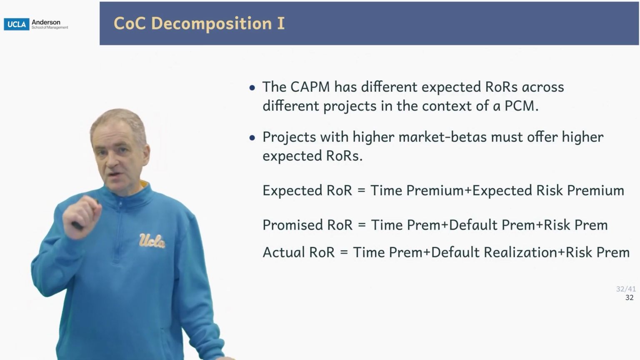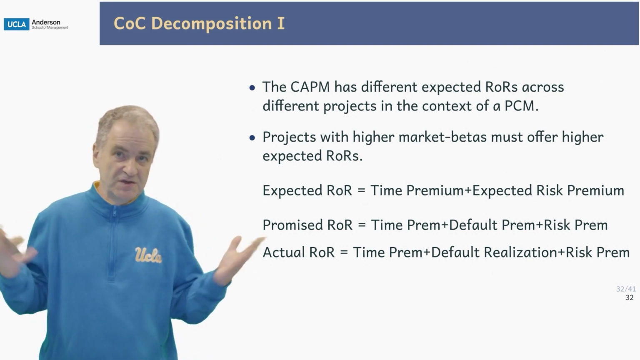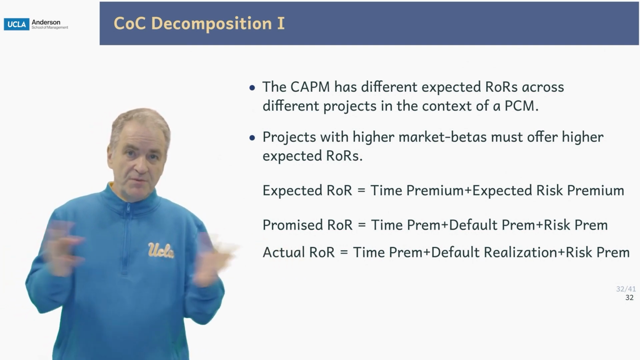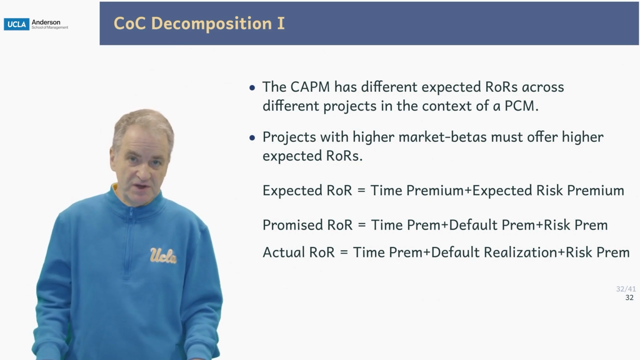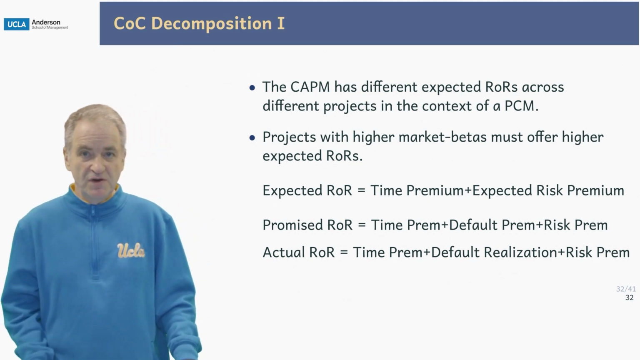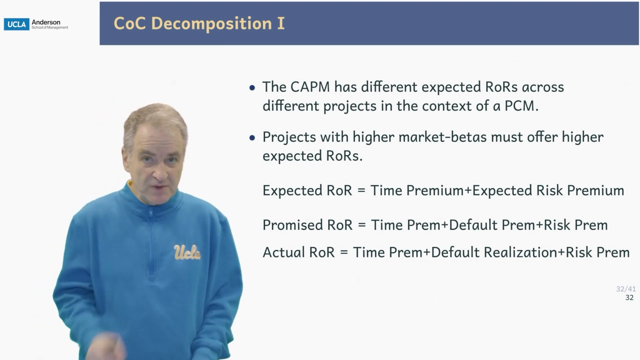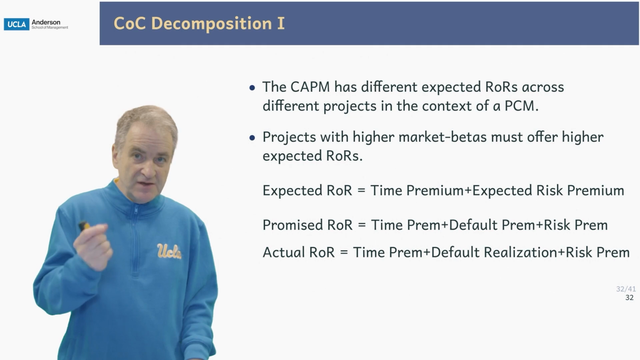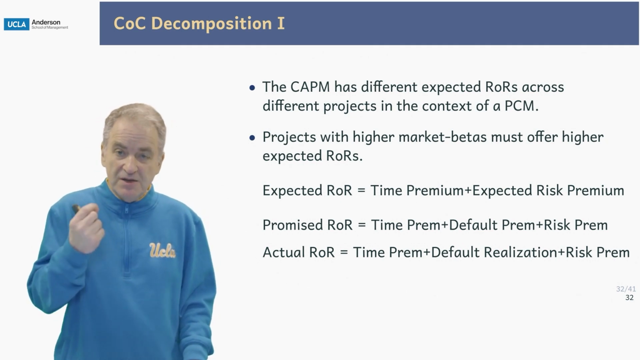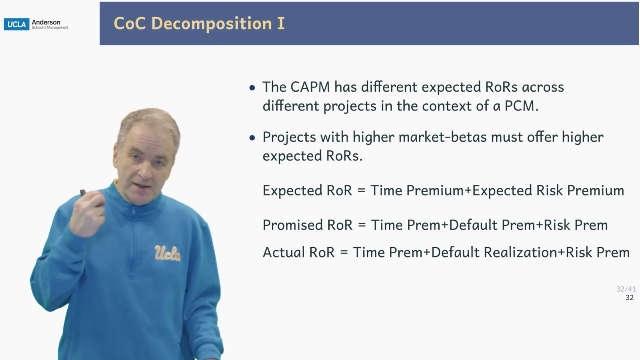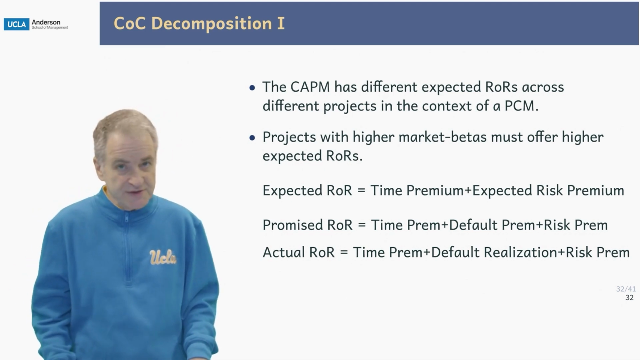The CAPM also has different expected rates of returns across different projects in the context of a perfect capital market. So projects with higher market betas must offer higher expected rates of returns. The promised rate of return, however, also has to have the default premium in it. And the actual rate of return doesn't only have the default premium, which is the expected default number, which is 0, but also the realization. So it's going to be whether the project turned out better than expected or worse than expected.